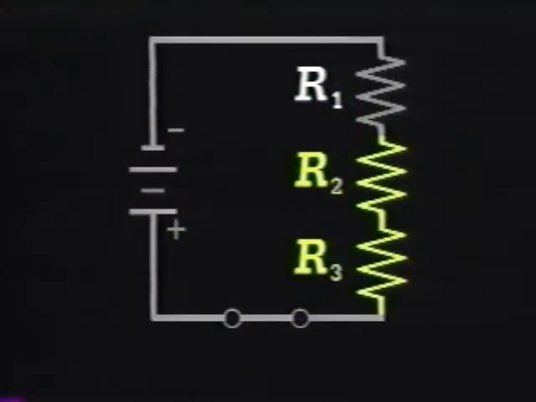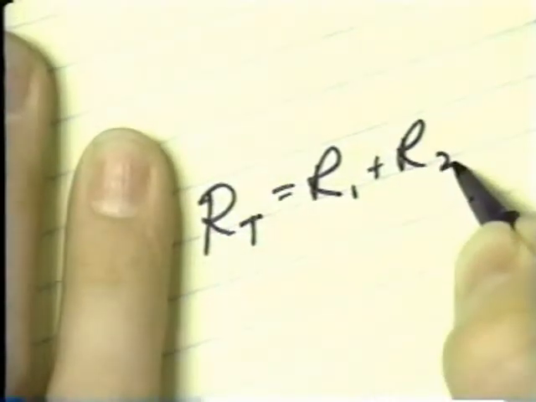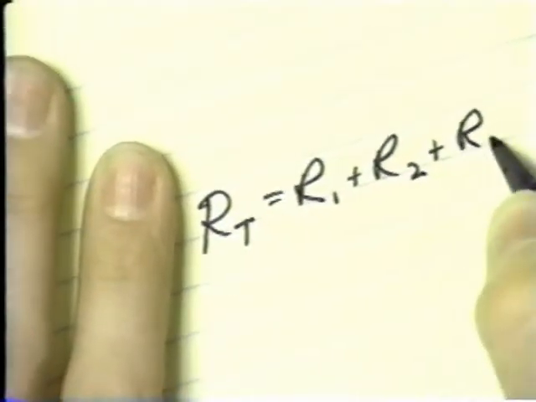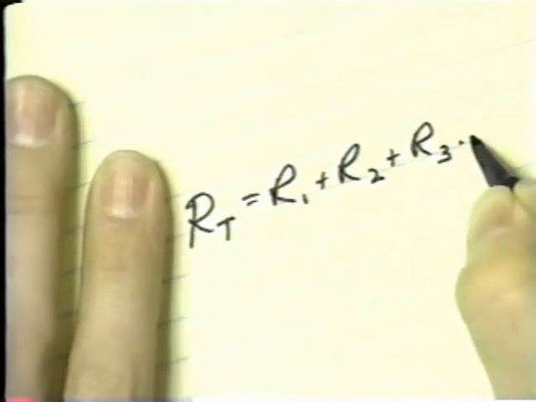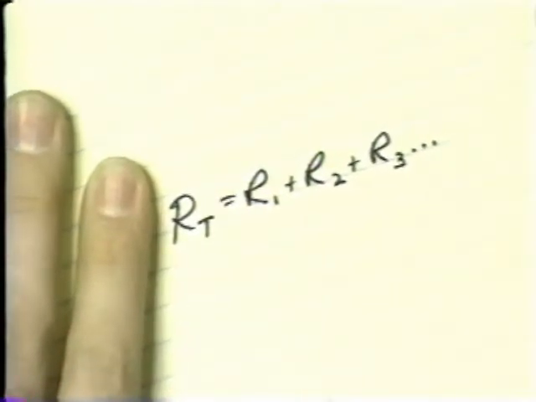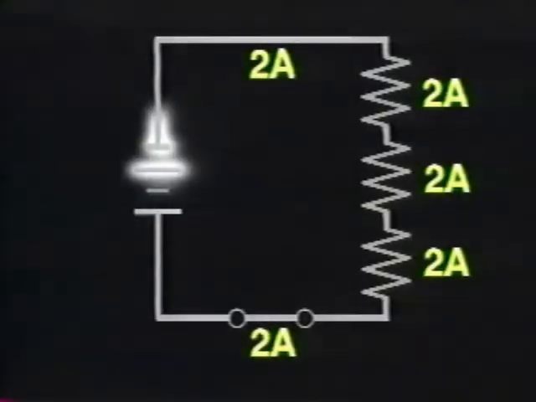When you add additional resistors labeled R2 and R3 to the circuit, the sum of the resistance values will always equal the total resistance. This can be written as the formula RT equals R1 plus R2 plus R3. The 3 periods after R3 mean that if there are more resistors, then proceed by adding their values as well.